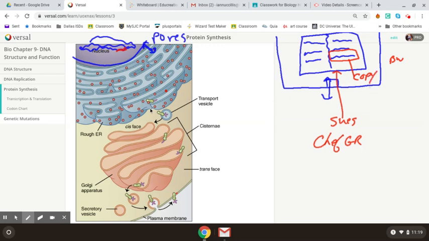Same thing happens over here. The ribosome cannot go into the nucleus. So the ribosome sends something else into the nucleus. What gets sent into the nucleus is something called tRNA, lowercase t, R-N-A. Now, RNA is a version of, it's like DNA, but it's slightly different.